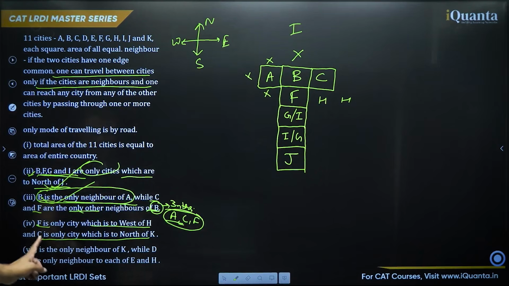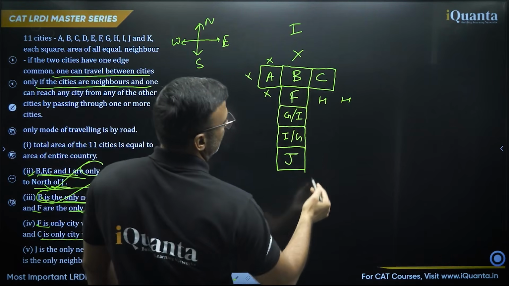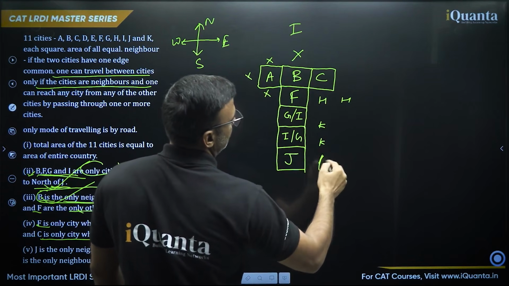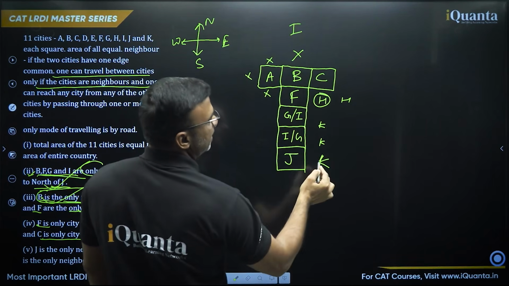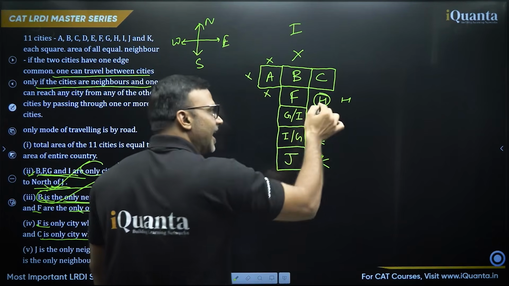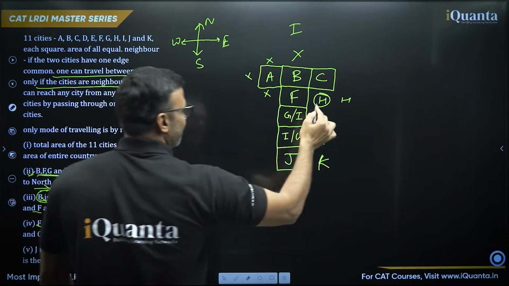So F is the only city which is to the west of H and C is the only city which is to the north of K. C is the only city which is to the north of K, so K will be anywhere here. K can be here, here, here. But in that case, the problem is H cannot be here because C is the only city in the north of K. So wherever is K, H cannot be here, right? Okay, very good. So I'll remove this.